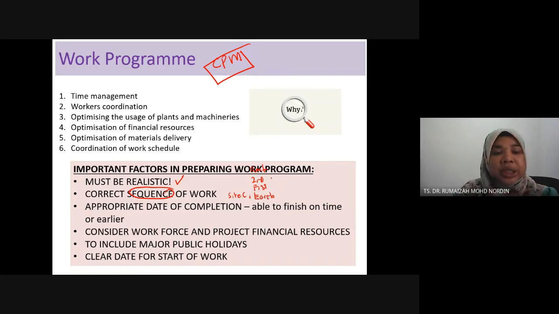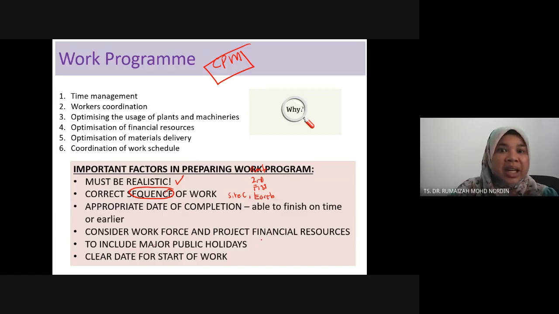So untuk kita punya case, untuk kita punya assignment, alright. The first interim ni, kalau you belum boleh lagi buat dalam proper work program, sama ada Microsoft Project atau Primavera, I will want to see the activities tu betul ke tak. Alright. And then appropriate date of completion. So bila kita tahu dia punya time tu realistic, kita akan tahu date of completion. And then consider workforce and financial resources. Alright, yang ni kalau kita guna software kita boleh masukkan terus resources ni. And then to include major public holidays.